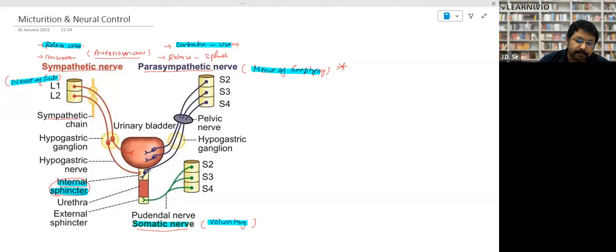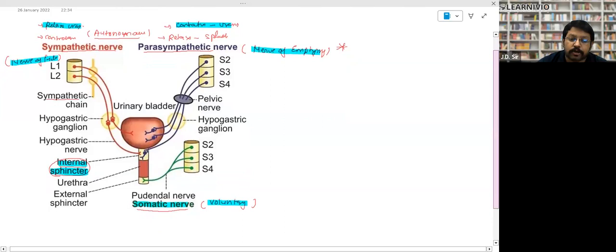What happens? It is responsible for contraction of the urinary bladder. When the bladder contracts, pressure will be built. And then what will happen? It relaxes the sphincter. It opens the sphincter. So now this internal sphincter will open when you go for urination. Both are not in your control. Sympathetic and parasympathetic, both are autonomous.